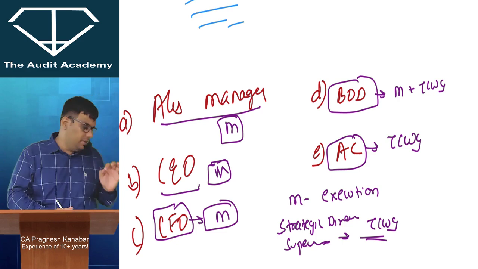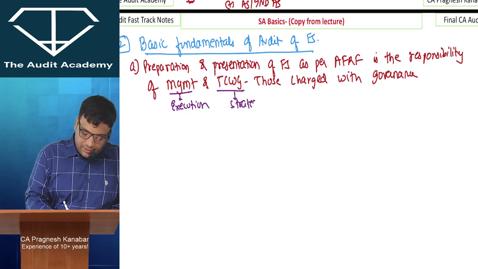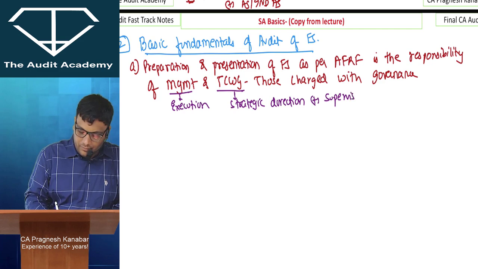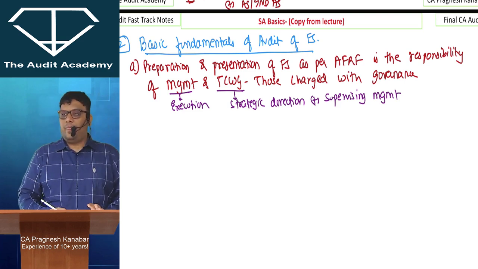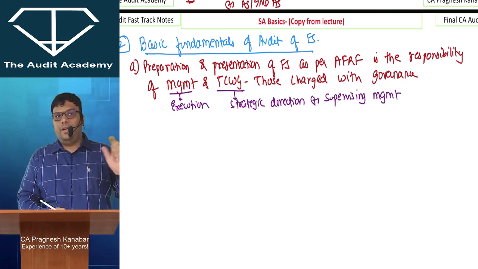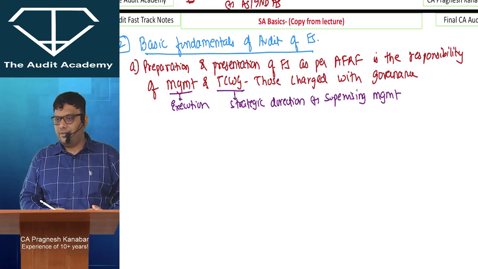I repeat, the one who executes is the management, and the one who gives strategic direction plus supervising management is those charged with governance. So CEO, CFO, managerial positions are all normally part of management. Board of directors, audit committee are normally part of those charged with governance.